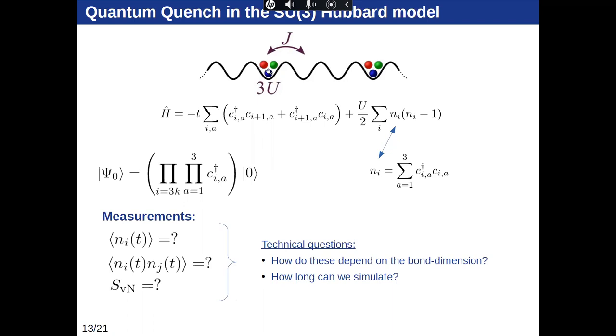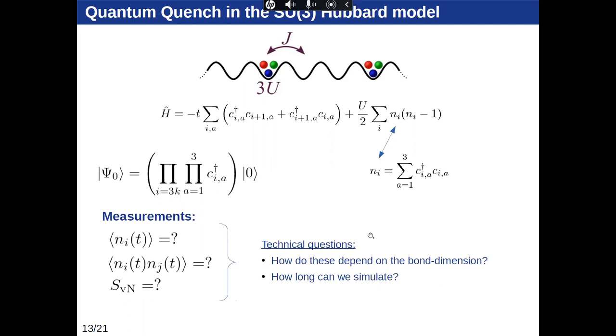And then I follow the evolution of that state, and I try to measure something like the charging of the sites. I can measure charge-charge correlations, and I can measure, for example, the von Neumann entropy. And I'm also interested in technical questions: how do these measured values depend on the bond dimension, and how long can I simulate? So that means how long can I trust my simulation, for how long times?